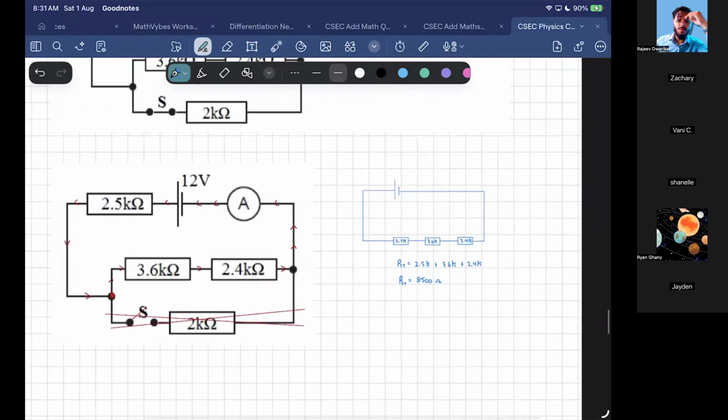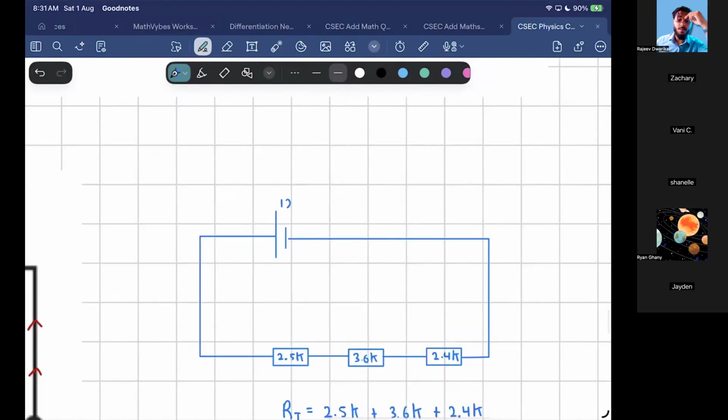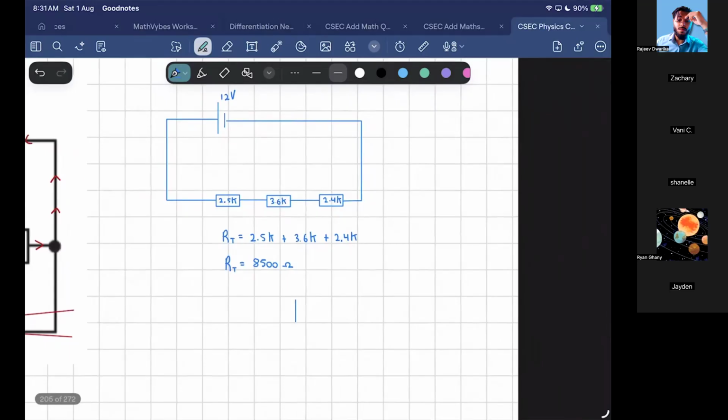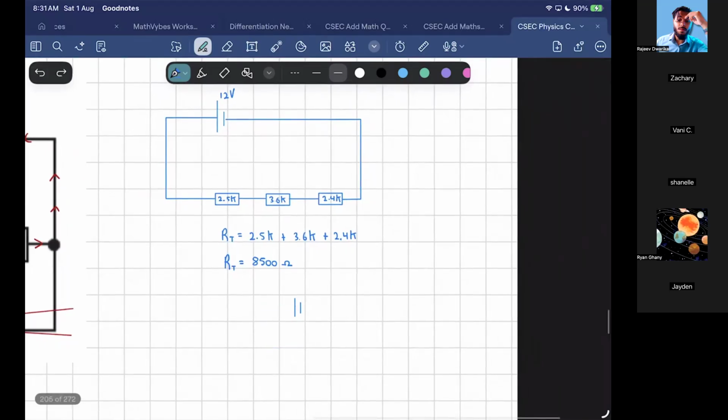Okay, cool. And the voltage was 12 volts. So let me ask you all a question. If this circuit could be simplified to an equivalent circuit with one big 8500 ohm resistor and a voltage of 12 volts, how would I find the current? V over R. And that comes from Ohm's law, right? V is equal to IR. It's that simple.